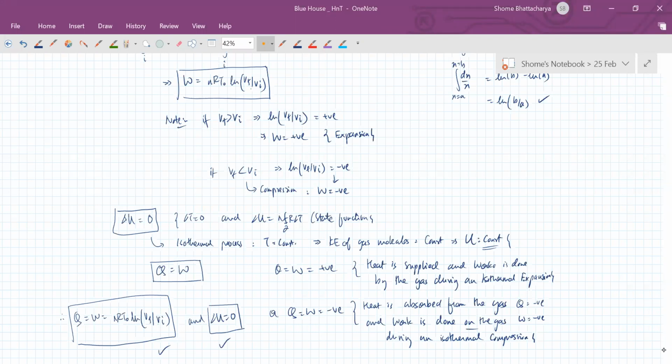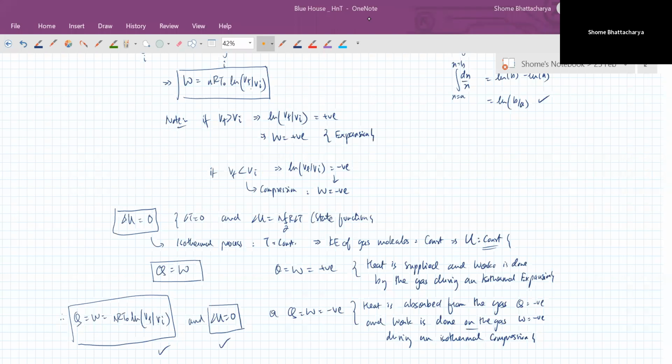Okay, people. So hope this formula is clear. Now let's look at a quick application example.